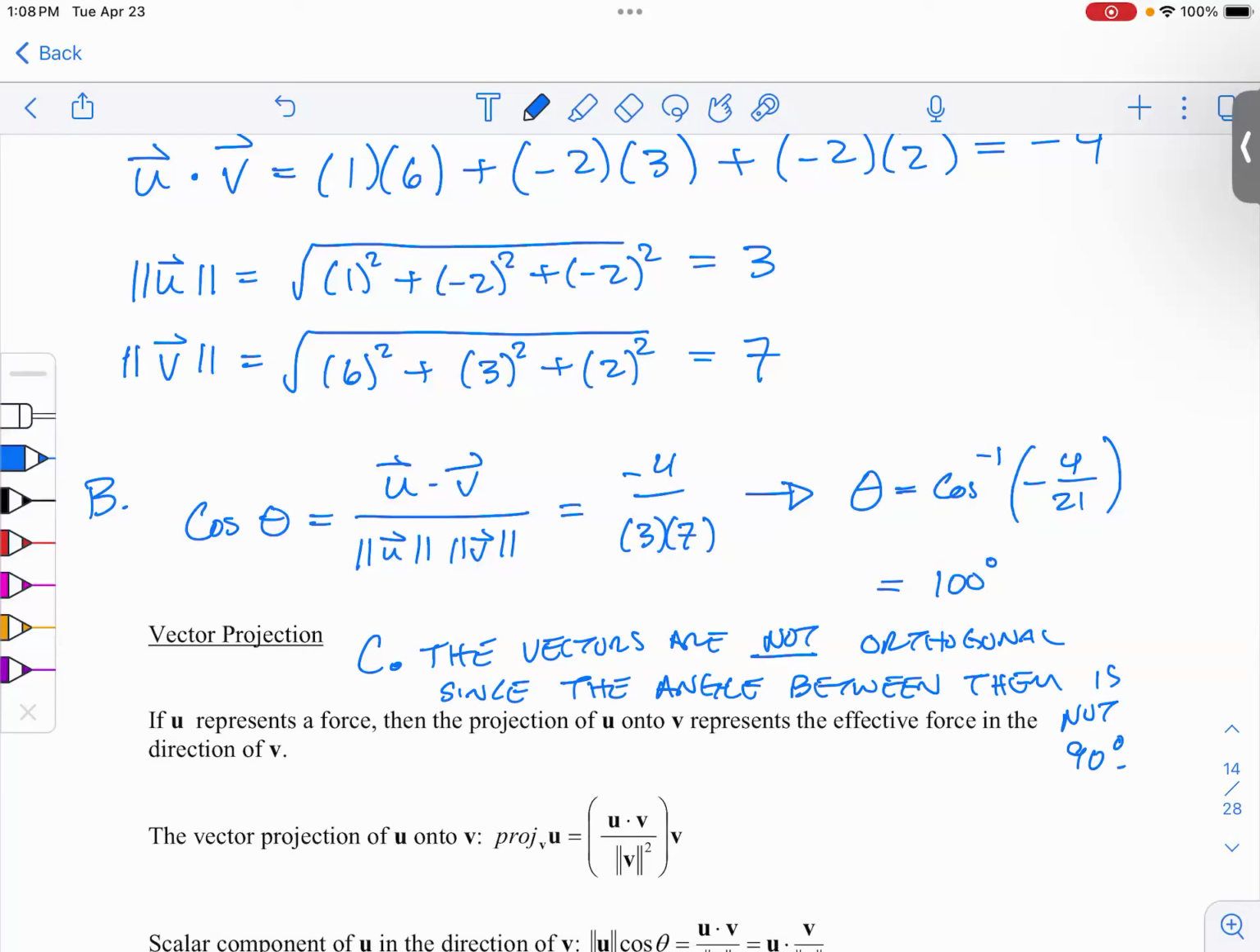All right, and it is that simple. The vectors are not orthogonal since the angle between them is not 90 degrees. Also, we know the dot product was not zero, because that's kind of a dead giveaway immediately. So you can also say the dot product, I knew it up here. They weren't 90 degrees because the dot product was not zero.